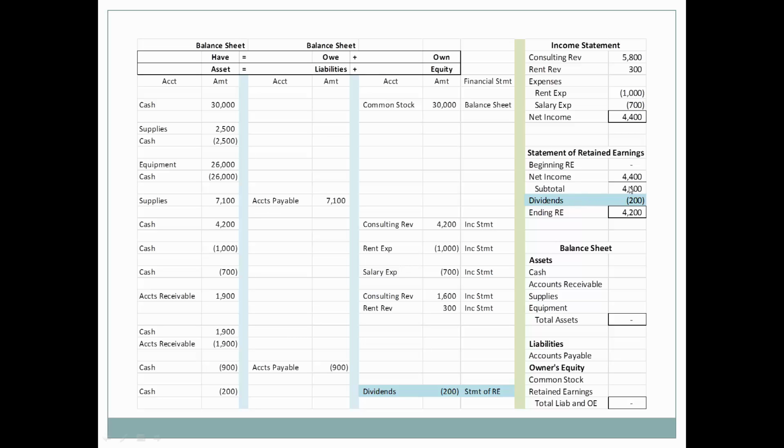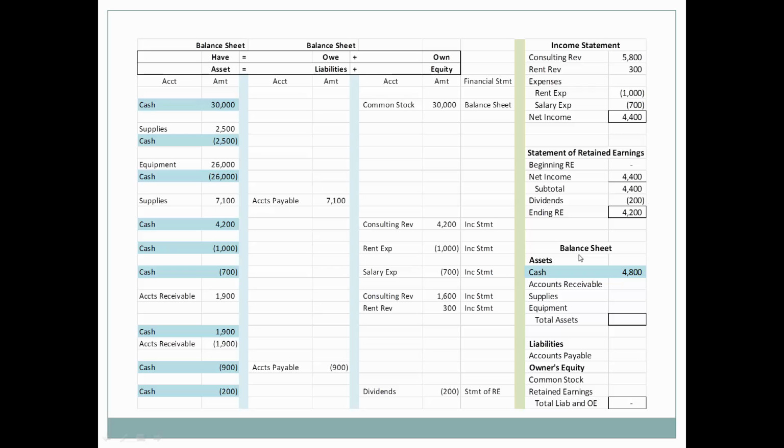Next, that's not the whole story of what we had added to the statement of retained earnings. Now we have to take into consideration the fact that a portion of this that we retained has been paid out in the amount of dividends. So here we have dividends, a statement of retained earnings, $200, a reduction. So we can see that our ending retained earnings will be $4,200. Next, we're ready to prepare the balance sheet.